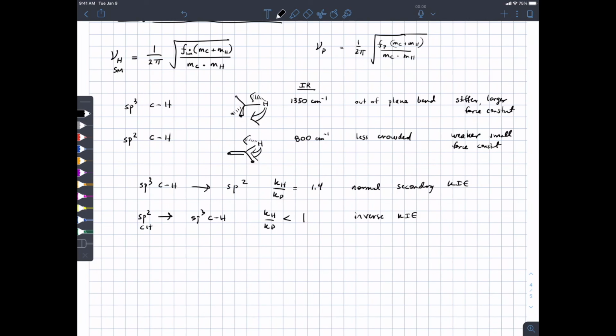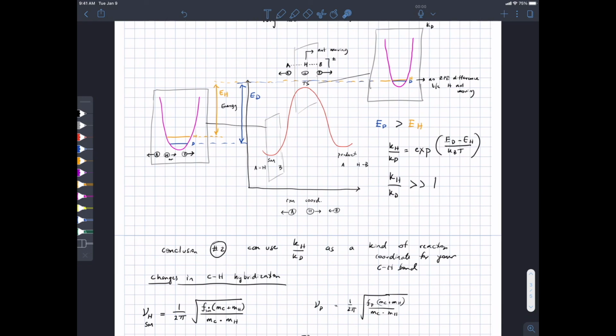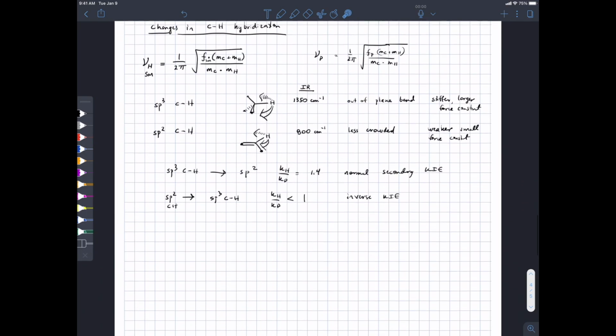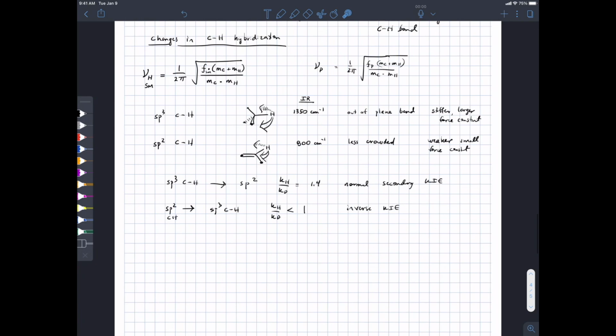Now we could go through and do the same analysis as we've done up here to rationalize why going from sp3 to sp2 has a greater than 1 kinetic isotope effect, but why going sp2 to sp3 has a less than 1 kinetic isotope effect. I don't know that that's worth our time. I will put it in the notes that I post so you can look at it if you're interested. If you were content to just memorize this, you're welcome to do that too. I tend to like to see things derived for myself because then I feel like I understand it, at least until I forget how to derive it again.